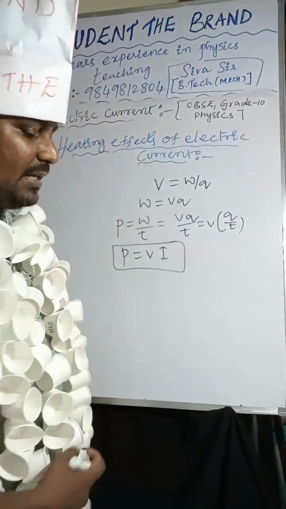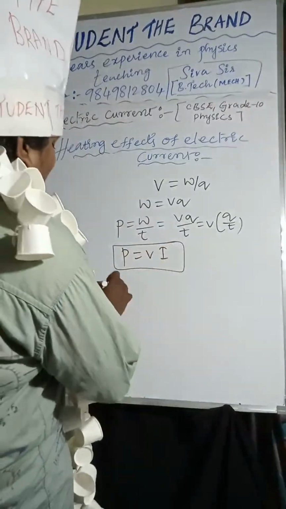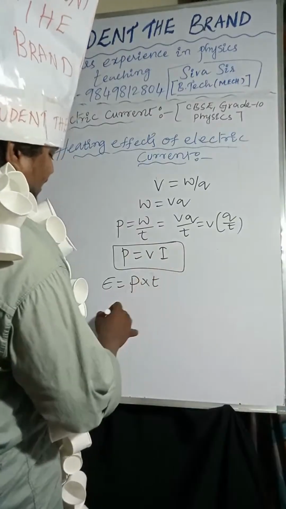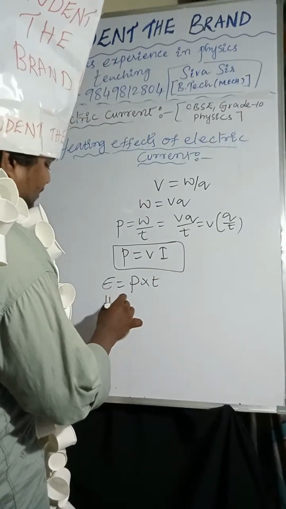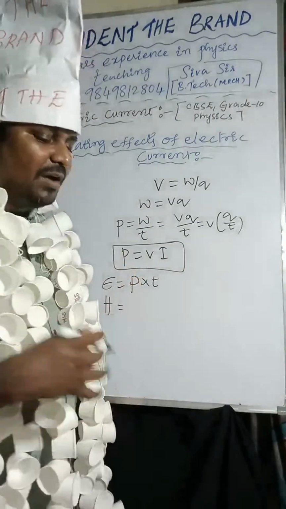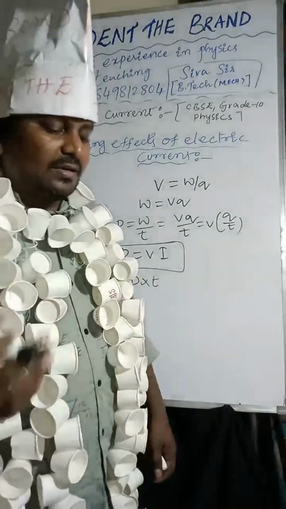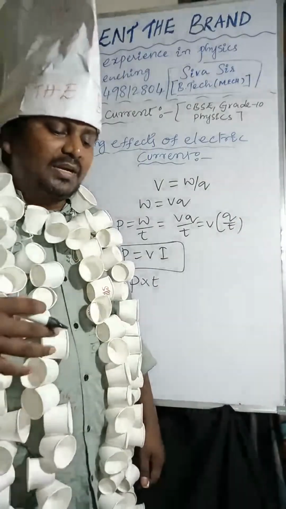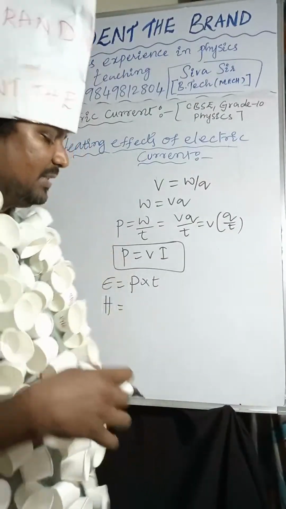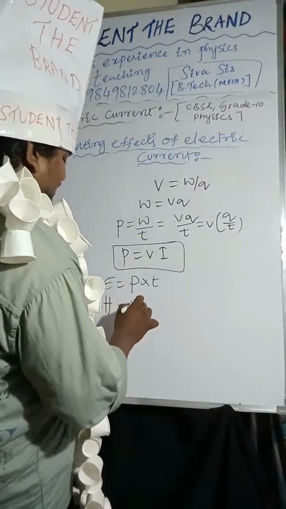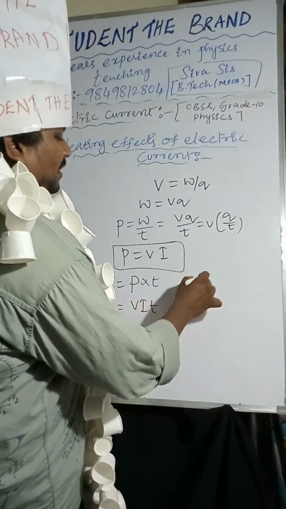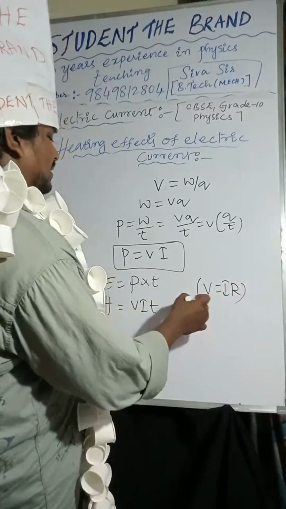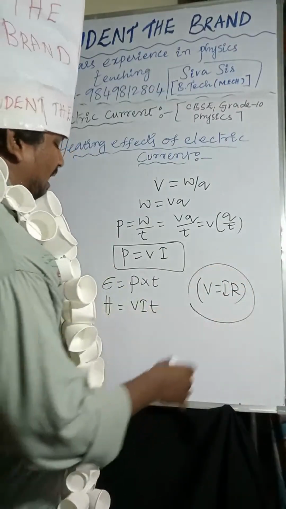So now, P equal to VI. The energy given to the conductor is equal to P into T. Whatever energy is given to the conductor will become heat. Then H equal to V I into T. We know V equal to IR.